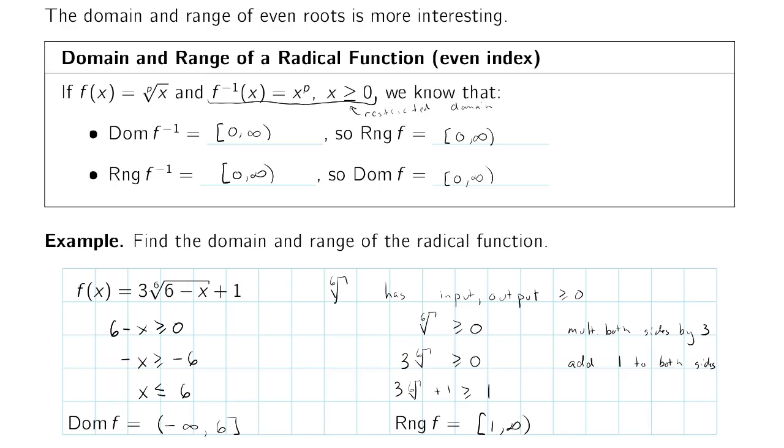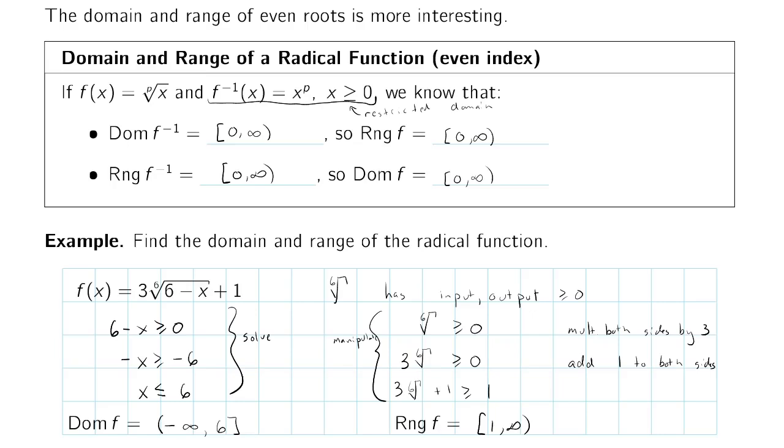So what did we do to figure out the domain and range here? We thought about the base function, and then we reasoned with inequalities. To find the domain, we had to solve. To find the range, we had to manipulate. We started with the sixth root by itself, and then we put in all of the things that are happening to it.